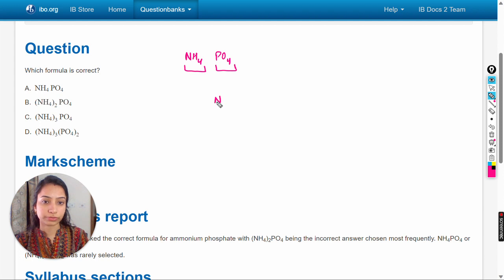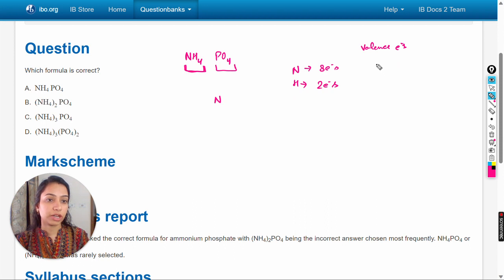Firstly is ammonium, nitrogen and hydrogen atoms, and we know that the octet rule should be followed for nitrogen, and in case of hydrogen the duplet rule is followed. So there should be 8 electrons according to the octet rule around nitrogen, and according to the duplet rule there should be 2 electrons around the hydrogen. Valence electrons for nitrogen are 5 and for hydrogen is 1. So here I am drawing the Lewis structure.